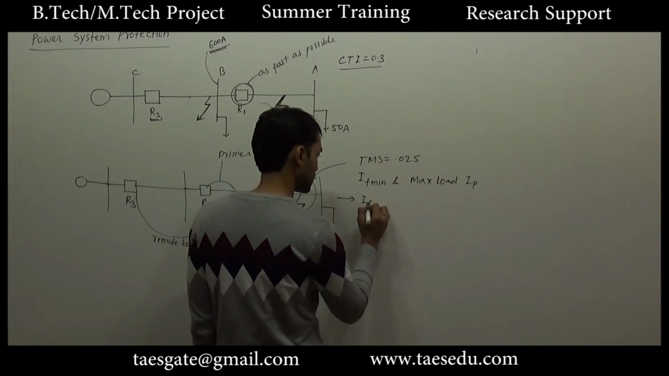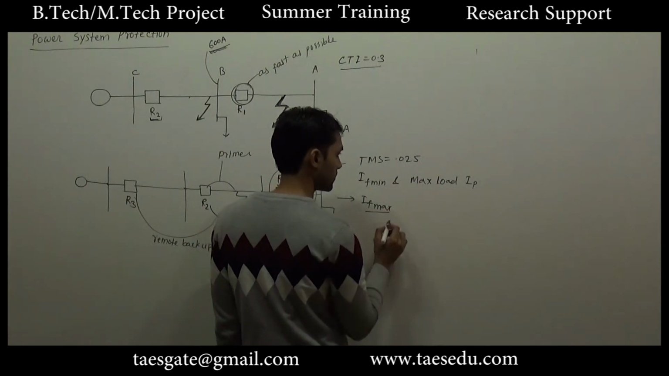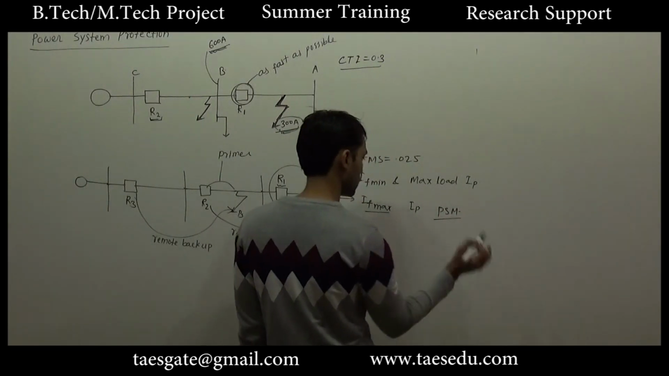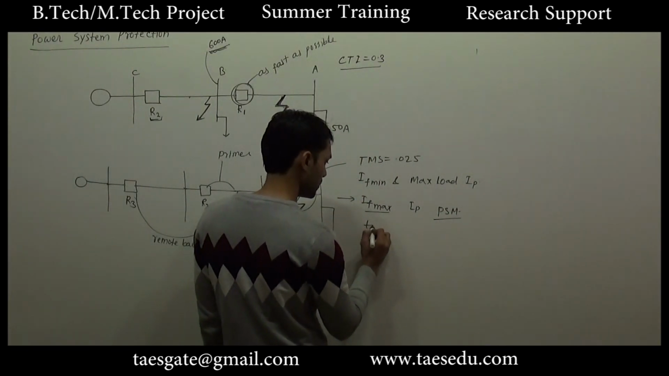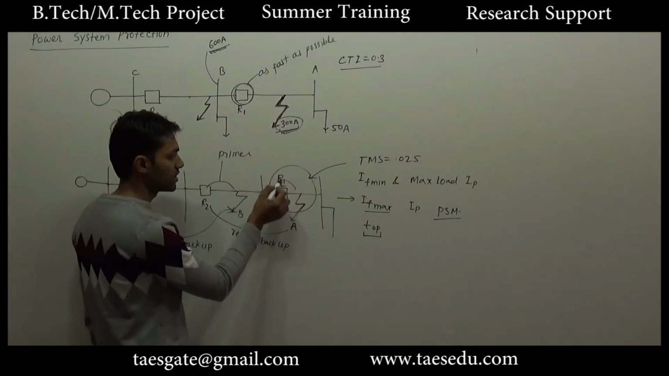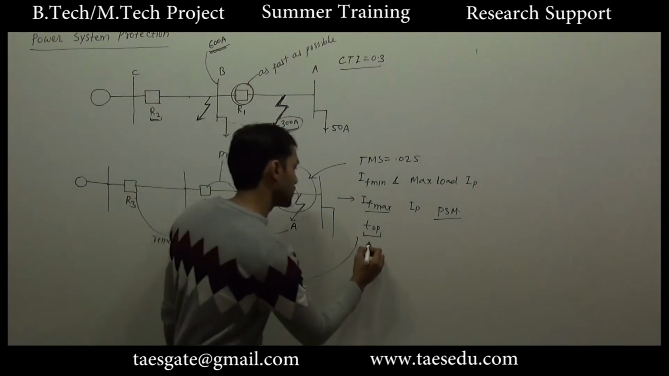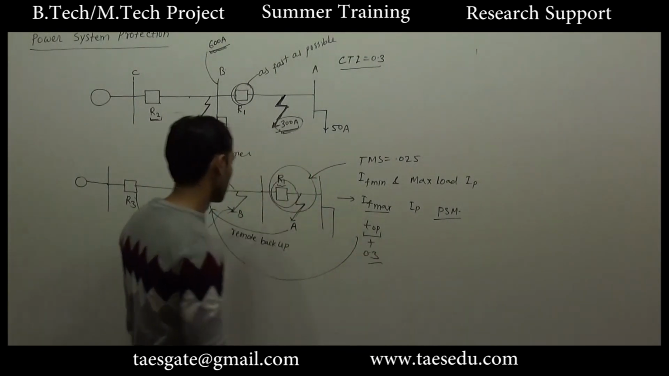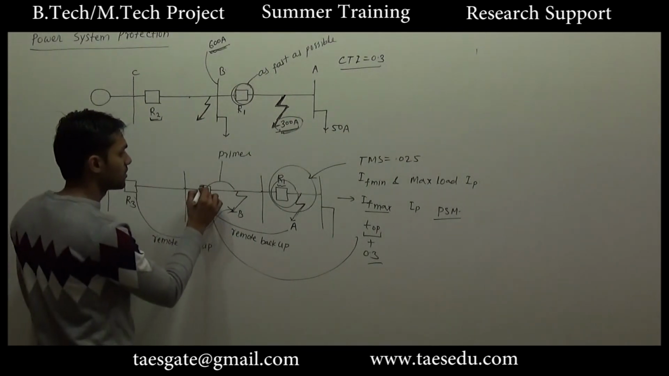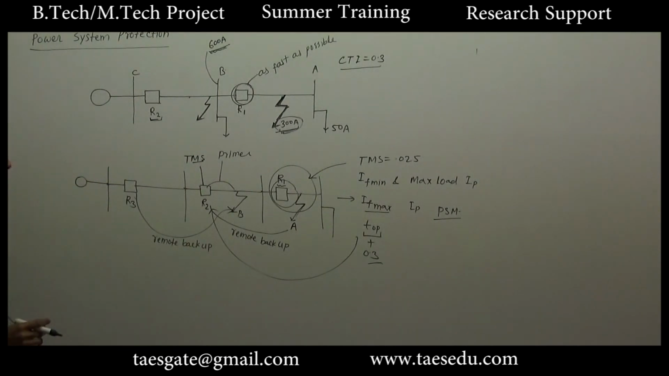Then with the help of maximum load current and pickup current, we will find the value of PSM. With the help of PSM, we will find the relay operational time, and once you have the relay operational time for primary protection, just add 0.3 for remote protection. So with this value, you will have the time multiplier setting for R2.